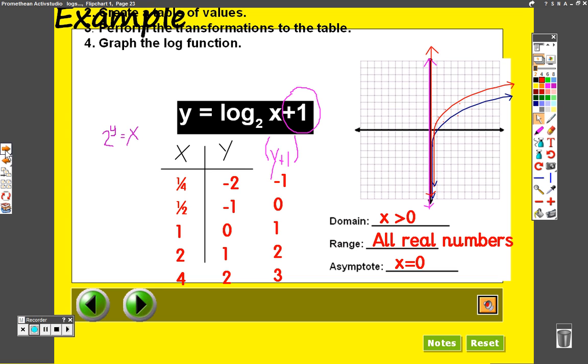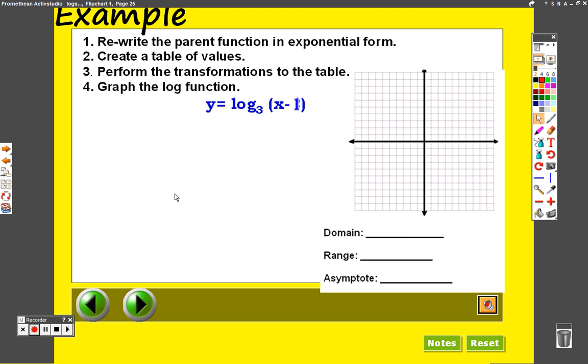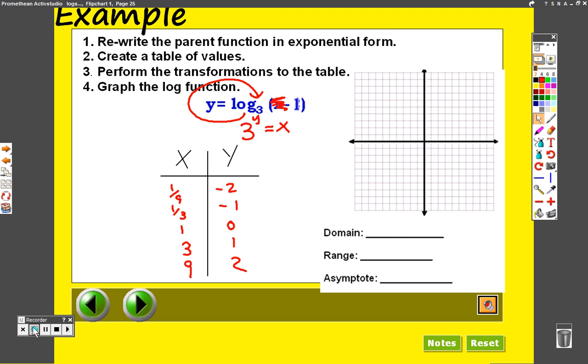Alright, let's try another one. So we have log base 3 of x minus 1 equals y. Alright, so we want to set up a table of values for the parent function. And the parent function here is 3 to the y equals x. So again, instead of plugging in -2, -1, 0, 1, 2 into my x values, I'm plugging them into my y values. 3 to those, each of those will give me 1/9, 1/3, 1, 3, 9 as my x values.